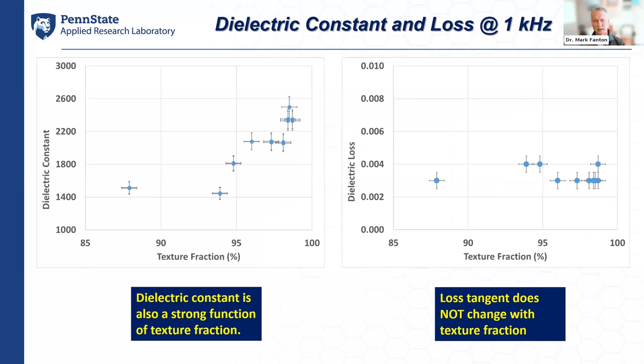In terms of dielectric performance, you also see that the dielectric constant is a pretty strong function of texture fraction. Surprisingly, dielectric loss is not. That is really more set by the doping and the stoichiometry control of the material during sintering. So a constant dielectric loss suggests that we are actually treating these in an equivalent fashion in the sintering process, despite the fact that each one has arrived at a different value of texture fraction.